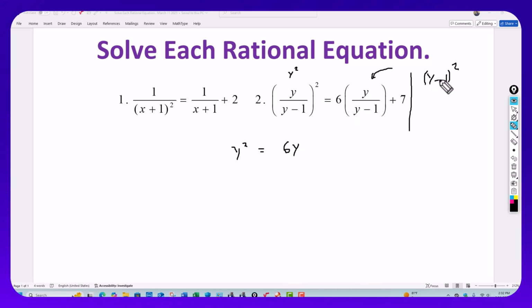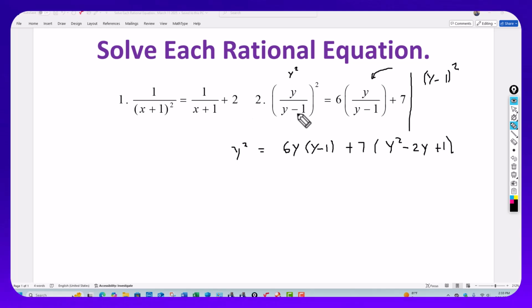And over here for the LCD, we have two factors of y minus 1. So one of them is going to cancel with one in the denominator, so that'll leave us with 6y times (y minus 1). It'll be plus, got a 7, and then again multiplies the (y minus 1) squared. So it'll be 7 times, so we'll go ahead and square this out. This will be y squared minus 2y plus 1.